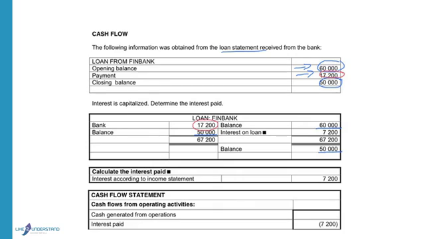So if I add up the debit side and I subtract the credit 60,000 from the 67,200 on the debit side, I see that the interest for this year was 7,200. Interest will be recorded in the income statement. So the amount that we will show in the income statement will be the 7,200.